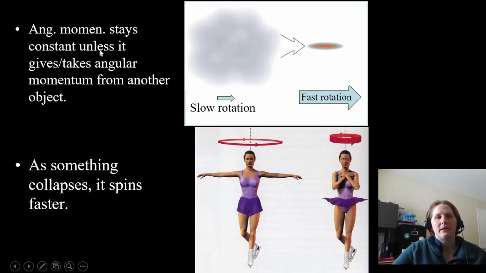stays constant unless it gives or takes angular momentum from something else. So angular momentum stays constant. So that can be kind of a tricky question on a homework or test. Because if you have Earth orbiting the Sun, sometimes it's going a little bit faster in its orbit, sometimes it's going a little bit slower on its elliptical orbit, but at all of the points, doesn't matter if it's going fast or slow, its angular momentum actually stays the same. Here, let me go back one slide and point that out.